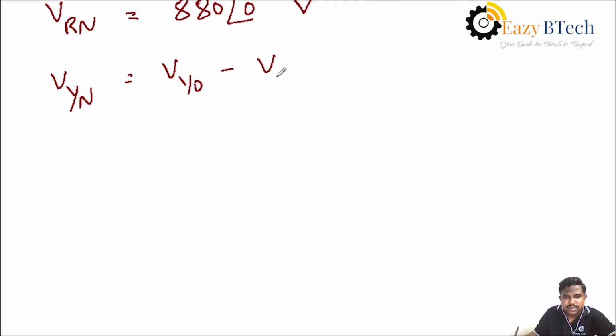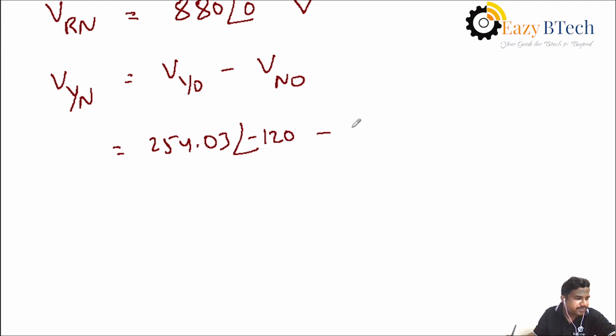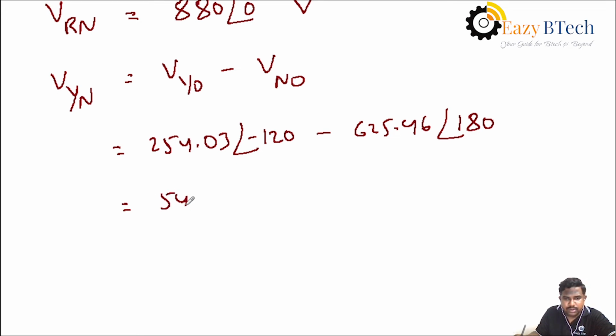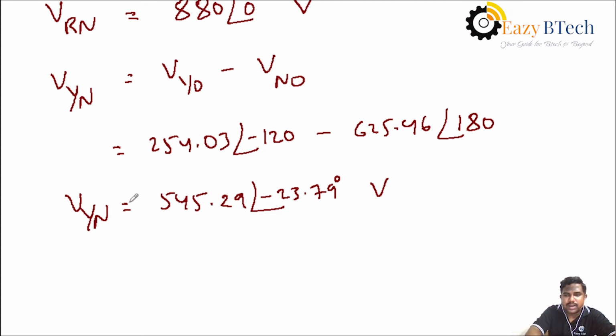In the same manner, we have to find out the other voltage also, that is VYN. VYO minus VNO. Then we know the value of VYO, that is 254.03 at an angle minus 120 degrees, and VNO, 625.96 at an angle 180 degrees. Then we have to simplify the value. You will get here 545.29 at an angle 23.79 degrees. That is the VYN value.